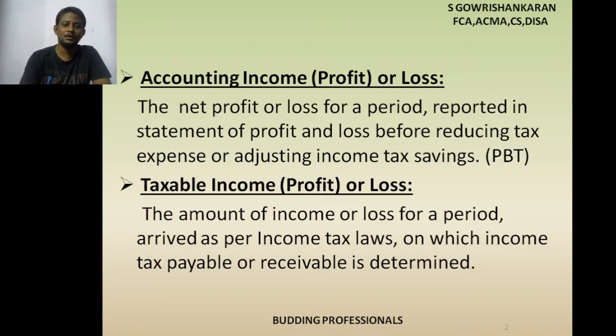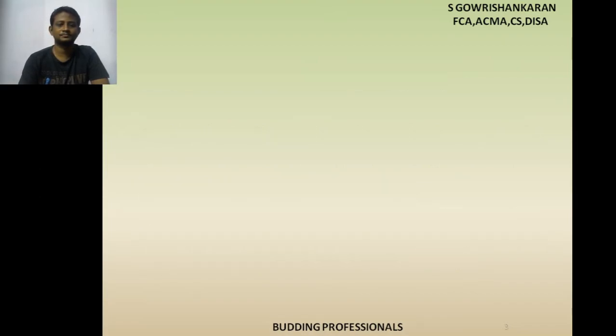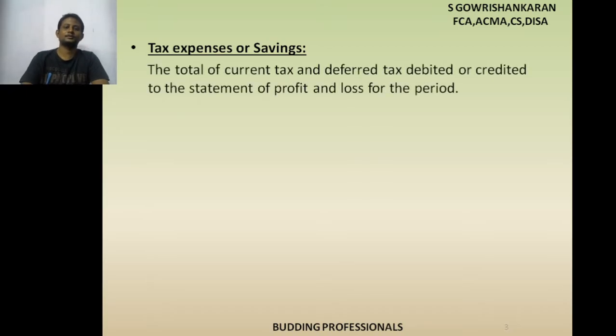Okay, go to the next slide. So tax expenses or savings. Under that, this is nothing but the Schedule 3 breakup. In Schedule 3, the total tax includes two elements: one is current tax and another one is deferred tax. The total of current tax and deferred tax is debited or credited to the statement of profit and loss for the period.